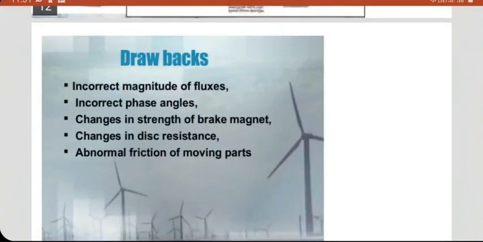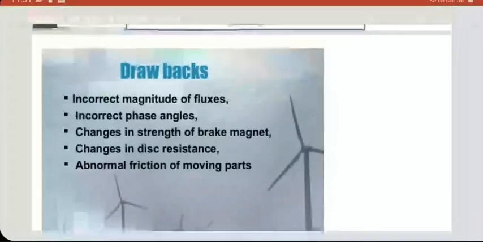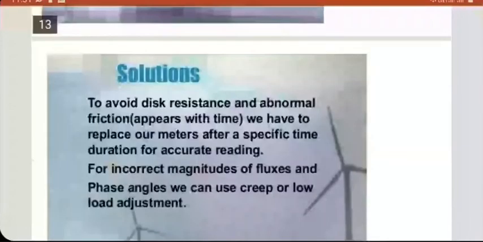is that with time, things change. The oils start having different behavior as aging occurs. The braking magnet also changes its behavior with time. Disk resistance, which is an indirect factor in figuring out the torque, also starts changing with time. Moving parts start seeing more friction with time. So one method is to change the meter every 2 years or so, or at least get it maintained.